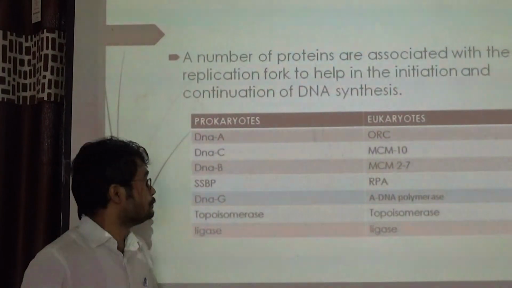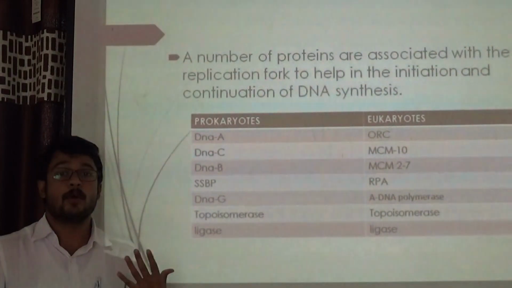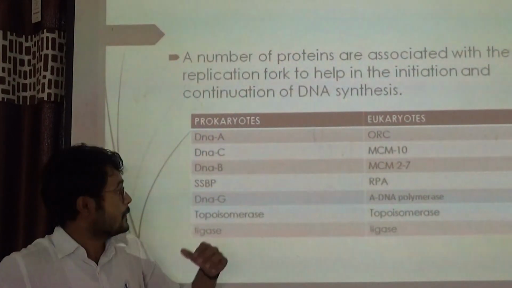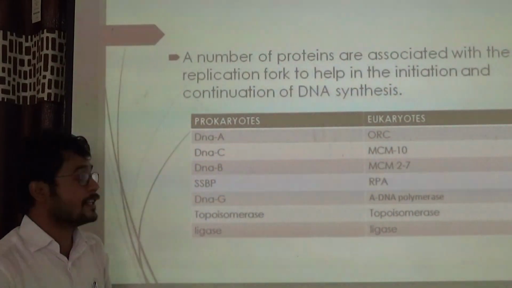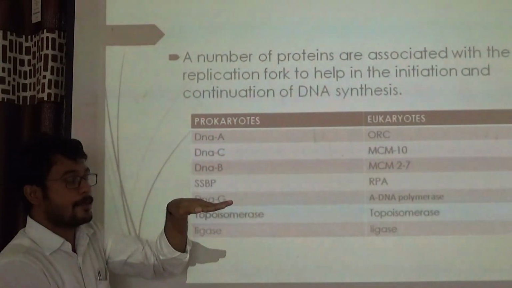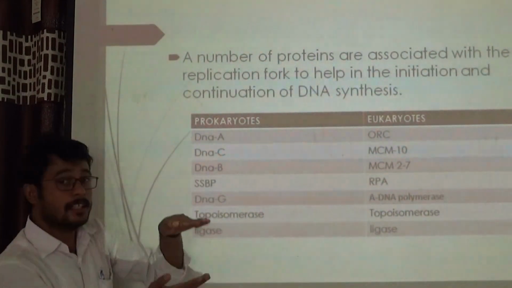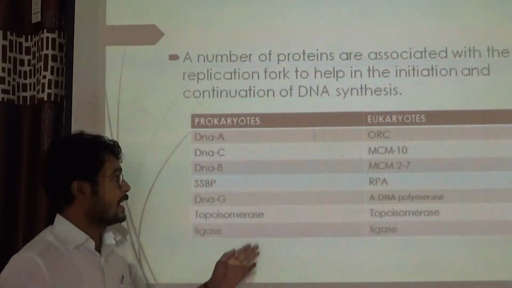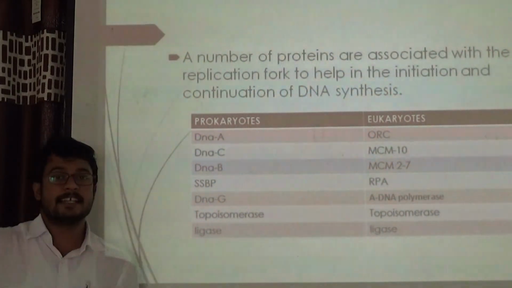Then the next protein is SSBP. SSBP works to stop the renaturation process after denaturation. In eukaryotes, it works as RPA. When helicase separates the two strands, after some time the renaturation process can occur again. For that reason, SSBP holds the two strands apart from each other. This role is performed by SSBP, and in eukaryotes by RPA.